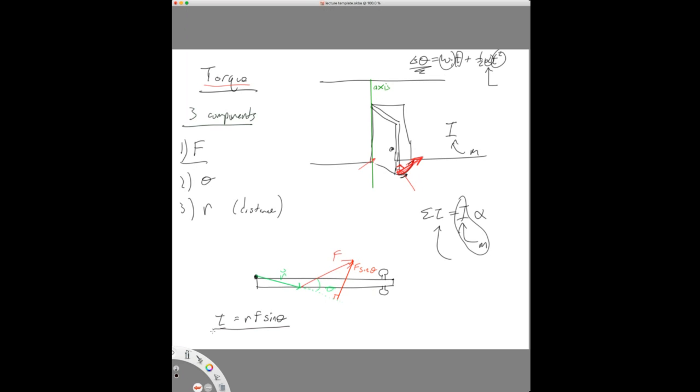Okay, so let's go ahead and take a short break. When we come back, we'll do some examples with torque to see how to compute it, and then we'll learn how we're going to apply that in this chapter. Okay, so maybe a 5-7 minute break, something like that.